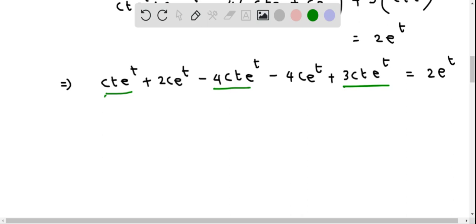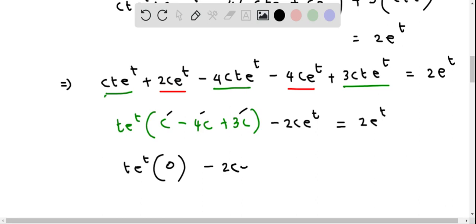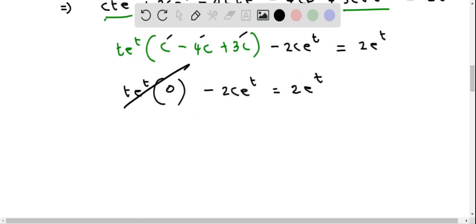So when we factor out t e power t in these like terms, we will have c in the first term, negative 4c in the second term, and positive 3c in the third term. And then we have two more like terms, 2c e power t and negative 4c e power t, and this reduces to negative 2c e power t equals 2 e power t. So here we have t e power t times 3c plus c is 4c, minus 4c is 0. So this term is going to be 0, and here we have the equation negative 2c e power t equals 2 e power t.